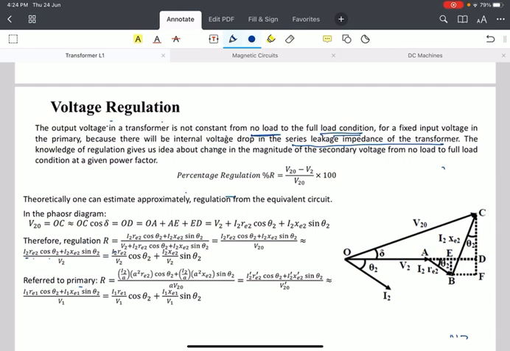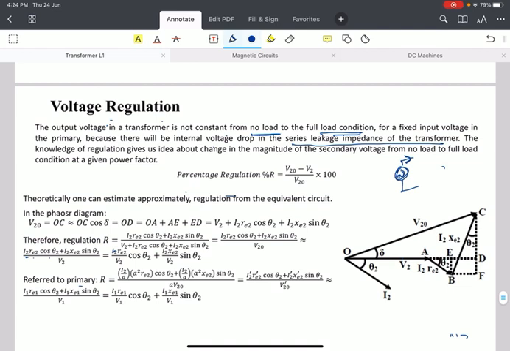We consider any source to be ideal when, even after loading, even after current increases, the source has constant voltage. But this is not the case in a transformer. When the loading increases, transformer voltage will drop, and this percentage regulation, how much drop is occurring in the transformer, will give us an idea about the transformer at a given power factor. So percentage regulation can be defined with respect to full load voltage or with respect to no load voltage.